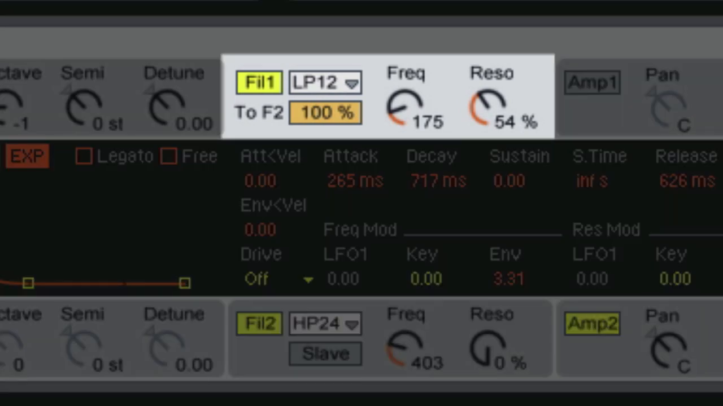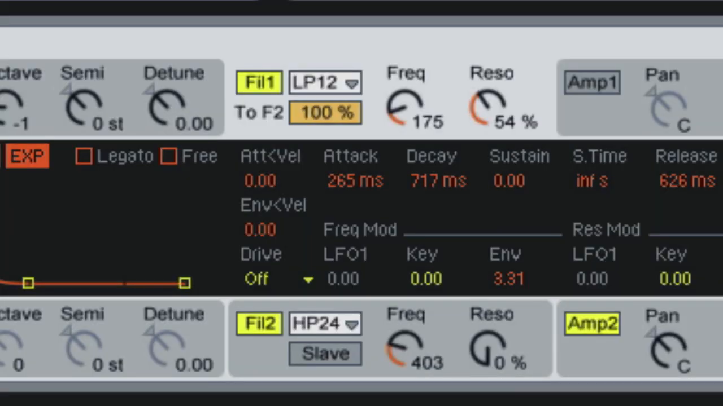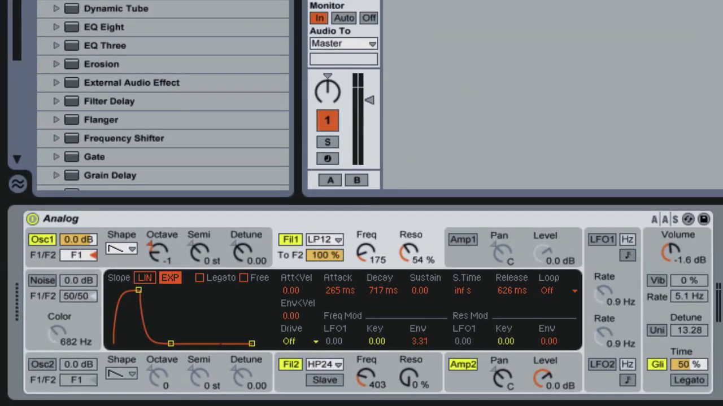With the first filter set to a highly resonant low pass and the second filter being a high pass, we can hear an acidy nasal tone, made even more pronounced by a little bit of an envelope on filter 1. Notice that only the second amp stage of Analog is active. This means that only filter 2's output is being sent from the synthesizer.